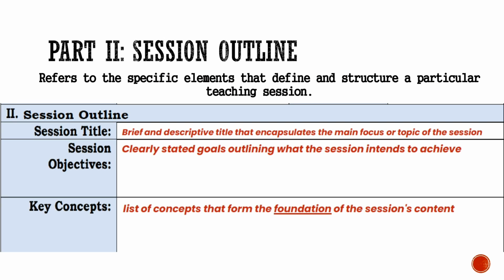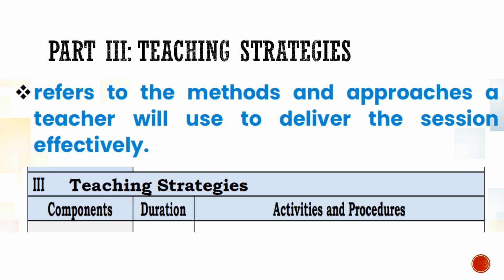Part 2, session outline. It refers to the specific elements that define and structure a particular teaching session. We have the session title, that's the brief and descriptive title, the session objectives, so we have the 3 objectives, and the key concepts. Part 3, teaching strategies.